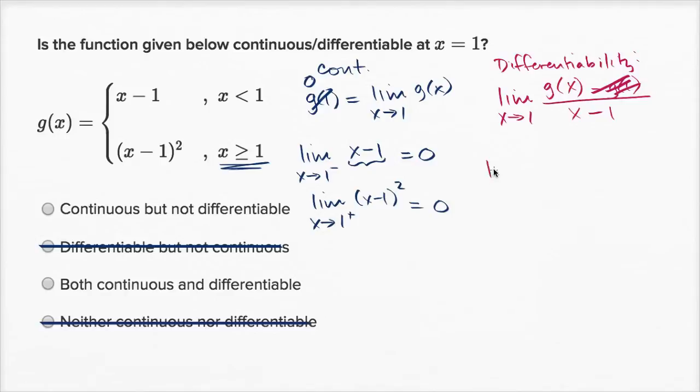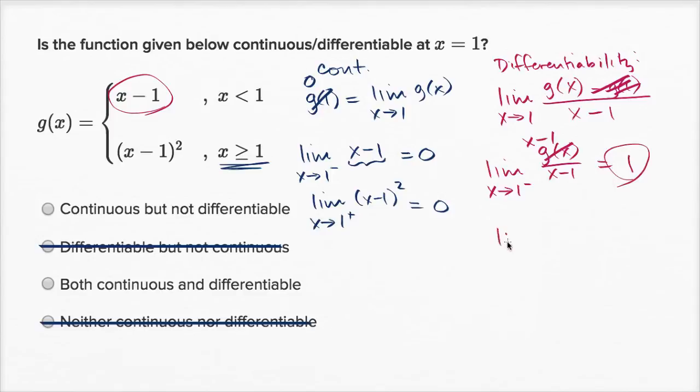So let's first think about the limit as we approach from the left-hand side of g of x over x minus 1. As we approach from the left-hand side, g of x is that right over there. So instead of writing g of x, we could write x minus 1 over x minus 1. And as long as x does not equal 1, x minus 1 over x minus 1 is just going to be 1. So this limit is going to be 1. So that one worked out.